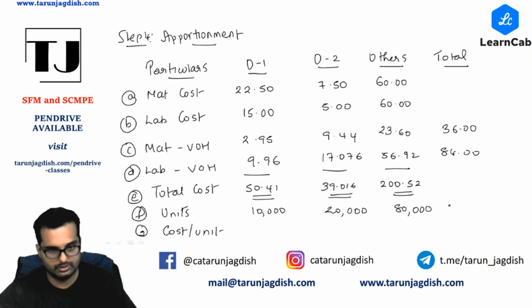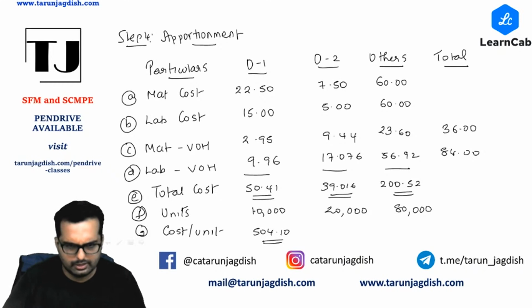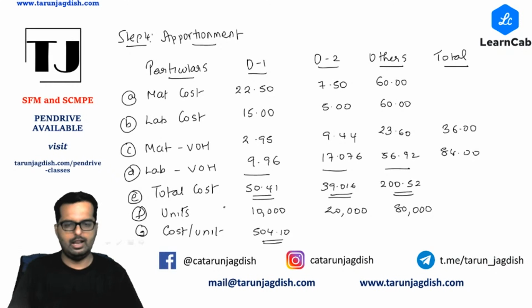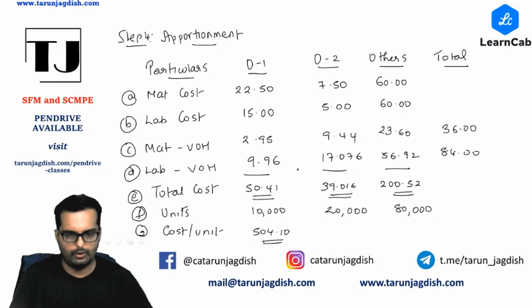So 50,41,000 divided by 10,000 units will be 504.1. One minute friends, I think something is wrong. I have done some mistake. 22.5, 15, 2.95. No, that's right. 50,41,000. 504.1 is the cost per unit. Perfect, that's right.